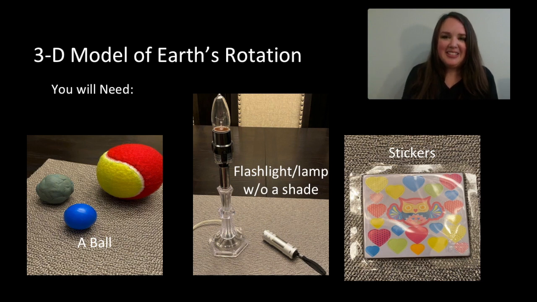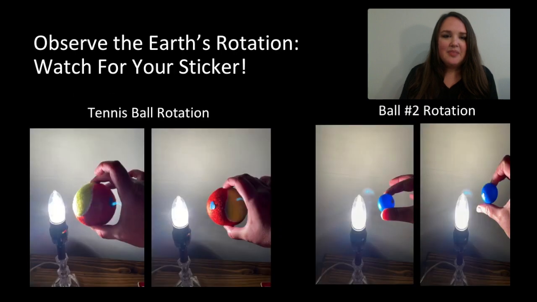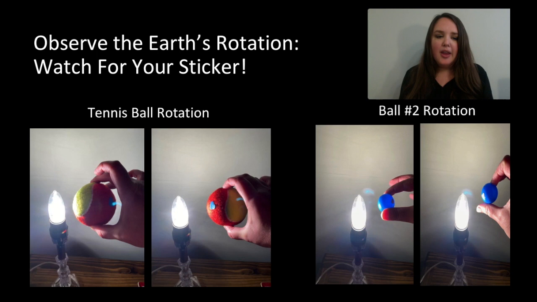All right, let's take a look at what we see. You can see here from these two different 3D models what we mean by the Earth's rotation. When you hold the ball near the light, you're representing the Earth and the sun. If you turn the ball one time around, you are completing a rotation of the Earth. You can see in the first picture that the sticker is facing away from the sun. So that means that your position on Earth would be experiencing what event?